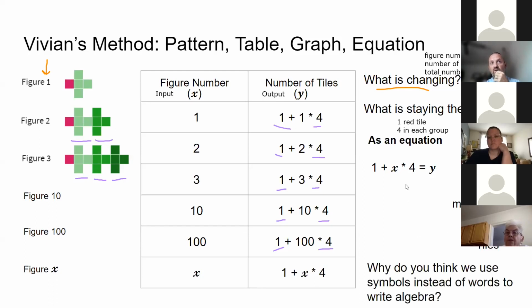But why would we want to use symbols here on the left instead of these words on the right? Why do you think we make a choice to write equations like this rather than doing all our math with words like this on the right?